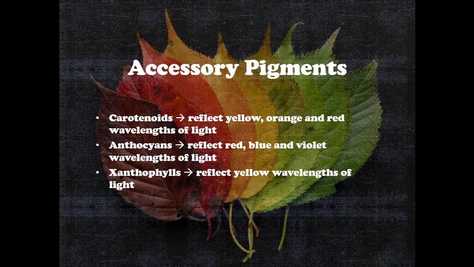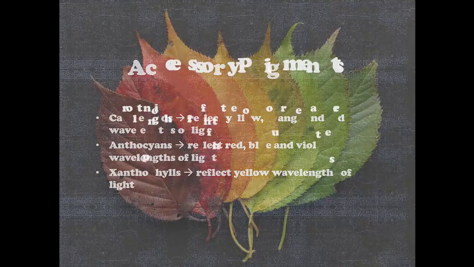Here are some of the accessory pigments that are rather common. Carotenoids reflect yellow, orange, and red wavelengths of light. Anthocyans reflect red, blue, and violet wavelengths of light. Xanthophylls will reflect yellow wavelengths of light.